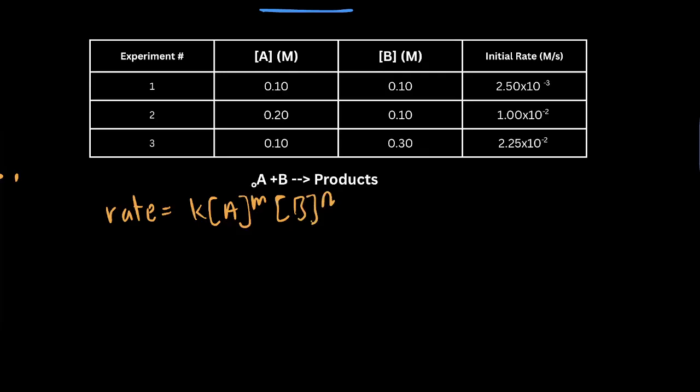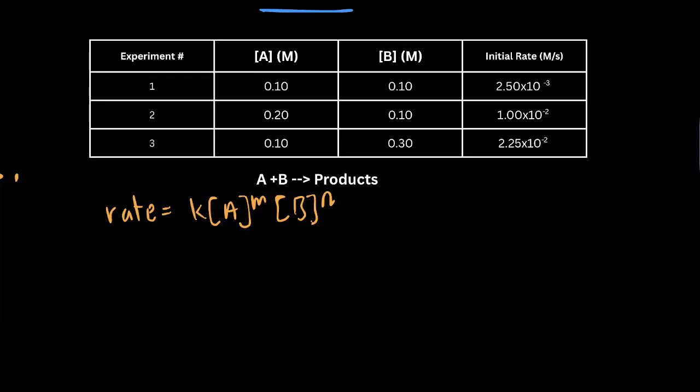So how do we find this m and this n? Let's start off, let's try to find m first, the order of the reaction with respect to A. So what you're going to want to do is pick 2 experiments where the concentration of B is held constant, but A is changing. And then you are going to divide the rate equations, and doing so will cancel out your k as well as your B to the n terms, and you can solve for m. So let's do this here, and it'll make a lot more sense.